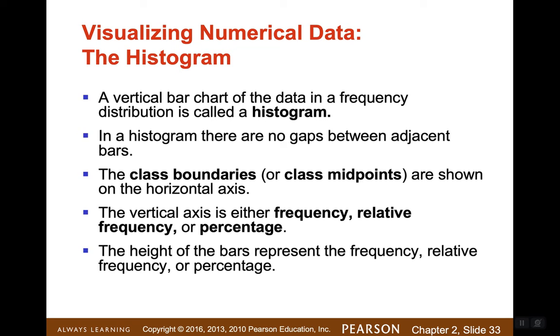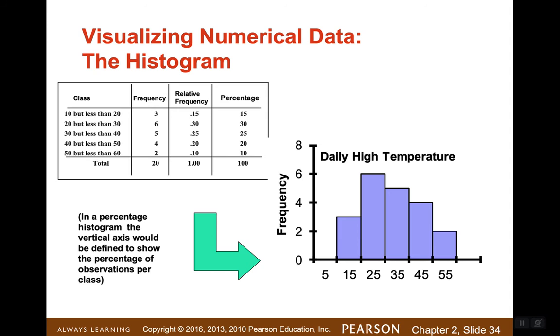All right. So in a histogram, there are no gaps between the adjacent bars, so everything is contiguous. One's right next to the other. The class boundaries, where our separation points are, the break points, are on the horizontal axis. And then the vertical axis uses frequency, relative frequency, or percentage. The height of all the bars represents the frequency, relative frequency, or percentage, like we said. Kind of a picture of this.